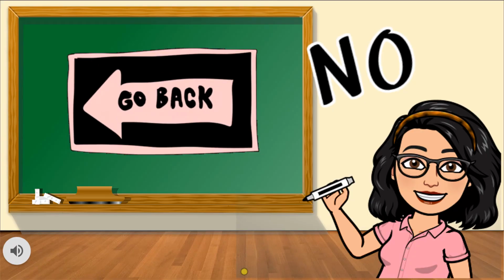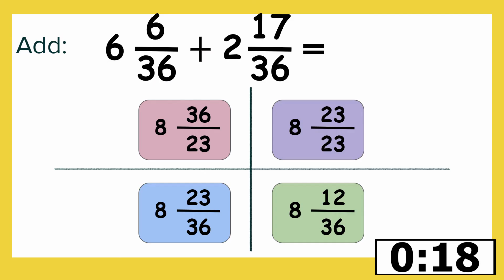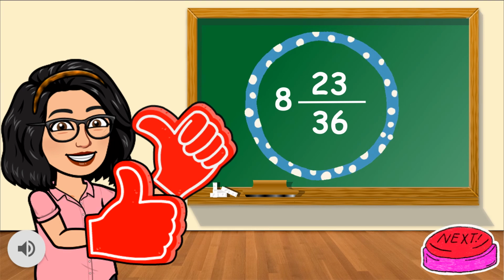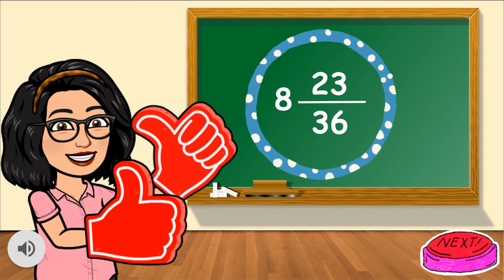Next, 6 and 6 over 36 plus 2 and 17 over 36. So add the whole number. 6 plus 2 is 8. Add the numerator. 6 plus 17 is 23. Then copy the denominator. So the final answer is 8 and 23 over 36.